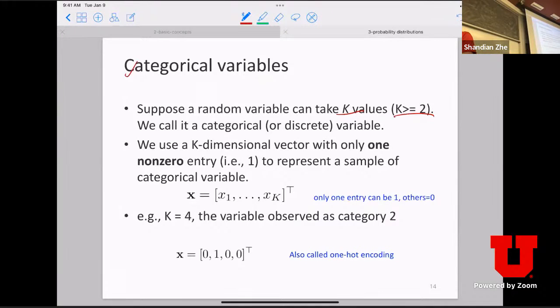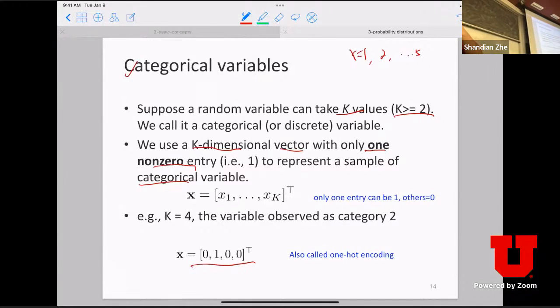So we use a k-dimensional vector with only one non-zero entry to represent a sample of a categorical variable. This is just a notation, very commonly used. Usually we don't use x is 1, 2, 5, something like that to represent a categorical variable. Instead, we use this form.